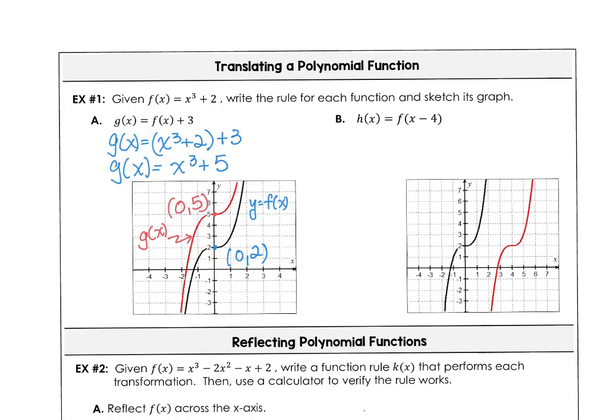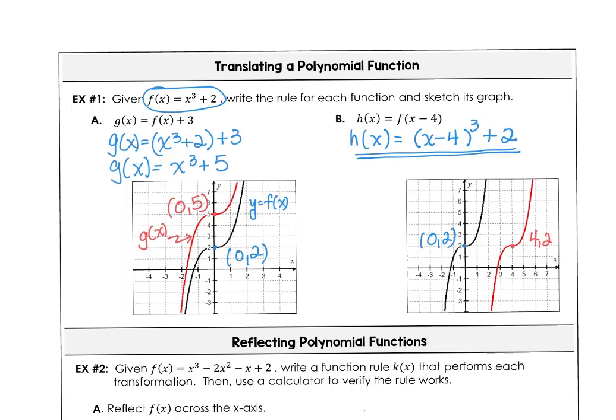In part B, if we take h of x and rename that as f of x minus 4 quantity, then I've got x cubed plus 2, but in place of the x, we're now doing x minus 4. So this tells me that we've translated the graph 4 units to the right. And here below you can see 0, 2 was my parent graph, my f of x parent graph. But if we translate that point 4 places to the right, then our h of x graph has been translated over to 4, 2.